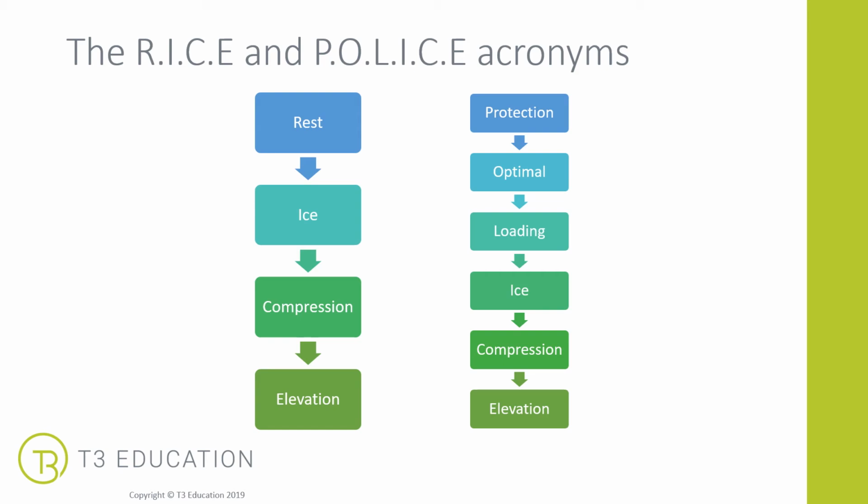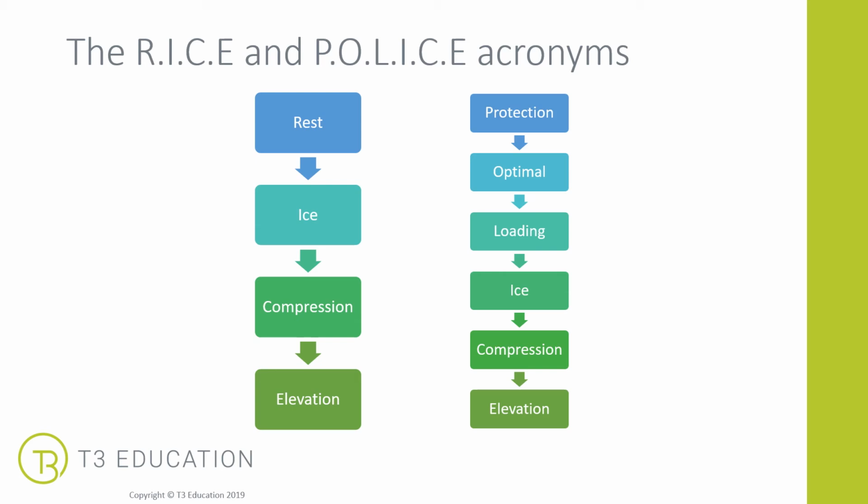So it's changed to POLICE. So POLICE starts with protection, and this may not be necessary for all injuries. Protection, if you have a severe, so maybe a grade 3 ligament sprain, you may need to be on crutches. So protection would be the crutches, but it varies on the type of soft tissue injury that is occurring.